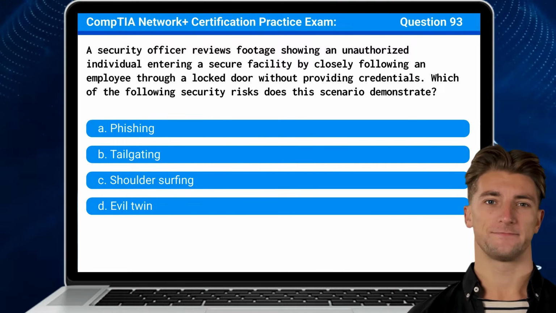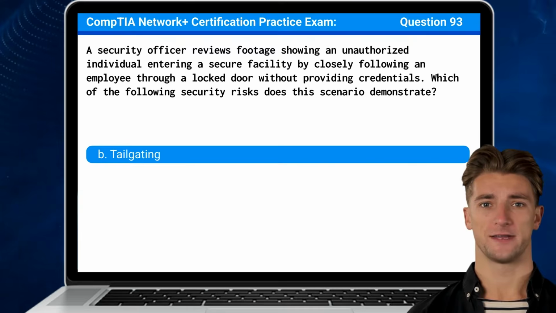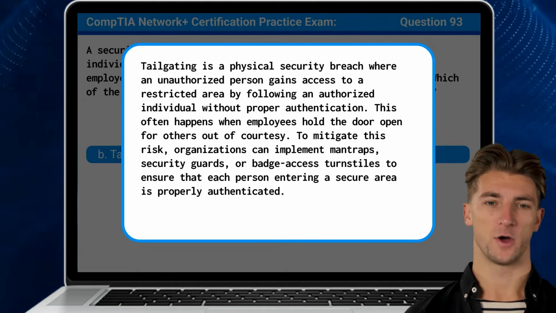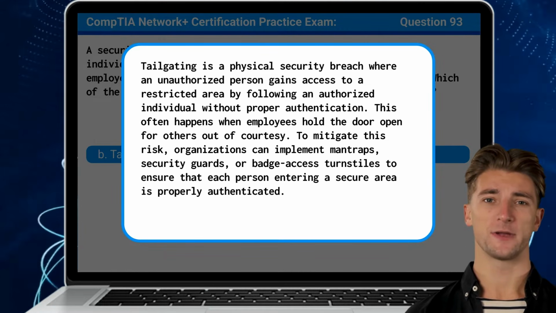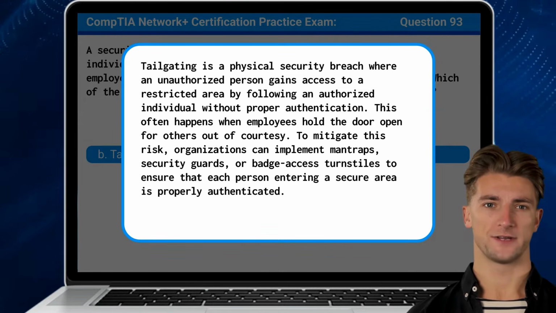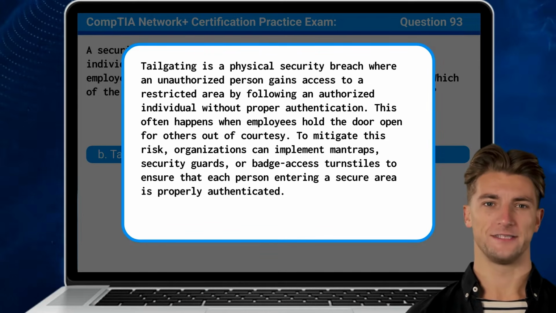The answer is B. Tailgating. Tailgating is a physical security breach where an unauthorized person gains access to a restricted area by following an authorized individual without proper authentication. This often happens when employees hold the door open for others out of courtesy. To mitigate this risk, organizations can implement man-traps, security guards, or badge access turnstiles to ensure that each person entering a secure area is properly authenticated.